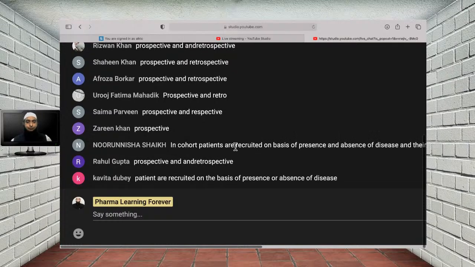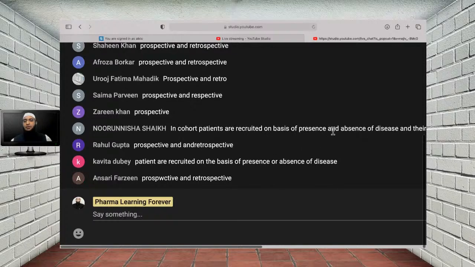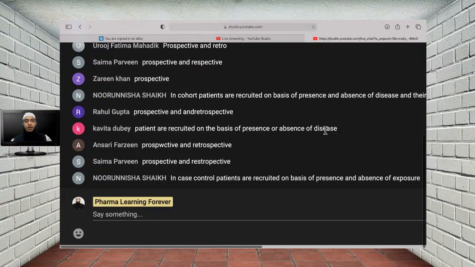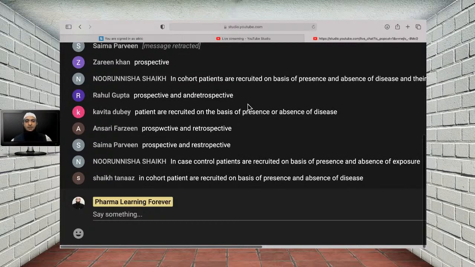Yes. So nice to see again Nurun Nisa. She is always first to give the answer. She has mentioned that in cohort, patients are recruited on the basis of presence or absence of the disease. Okay, so we are recruiting patients in case of cohort study on the basis of presence or absence of disease. Sorry, I think you have written the wrong answer. Where we recruit patients on the basis of presence and absence of the disease, it is called a case control study.